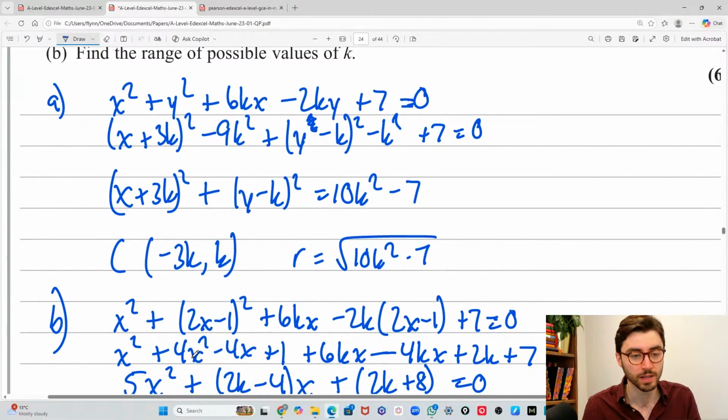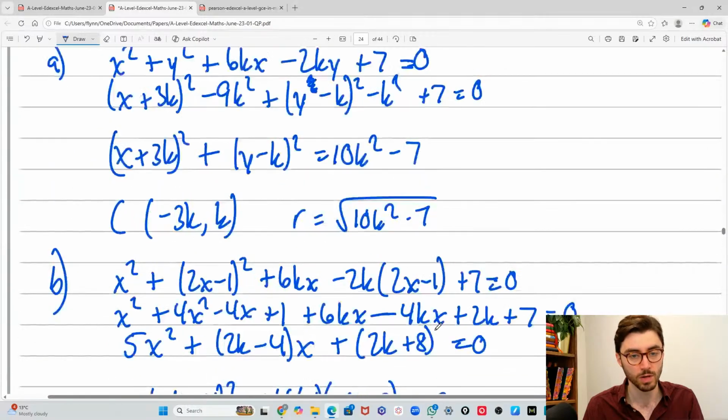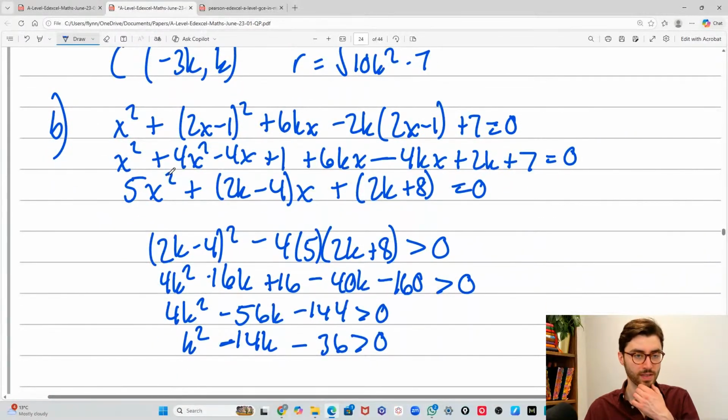Did I expand this out correctly? 4x squared minus 4x plus 1. Yes. 6k, 2k, and that y is x, 2x minus 1. Cool. Plus 7. Cool. This is all correct. Did I make a mistake after that? So that is my 5x squared. Cool. Minus 4x's and plus 2kx's. No, this looks good.